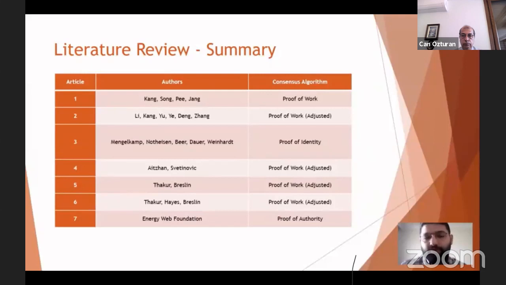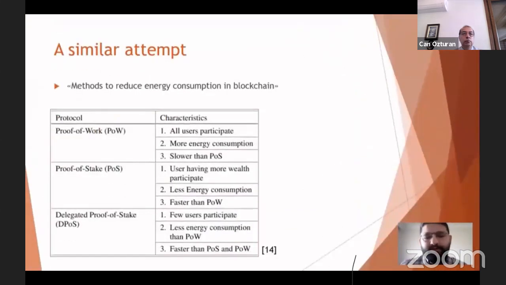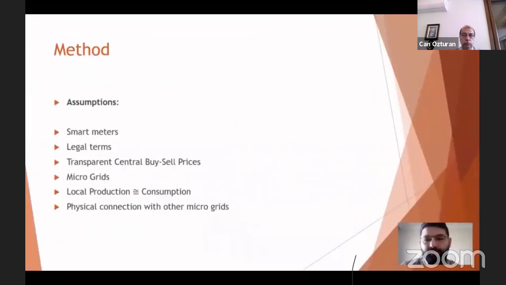We still need an authority to validate the identities of people. And a similar attempt I saw was in a different article that focuses on methods to reduce energy consumption in blockchain. Here they show that delegated proof of stake is the fastest and most energy efficient version. But here the implication is not specially recognized for energy trading, but for all blockchain applications. So this study does not actually produce a solution to how to trade energy with delegated proof of stake. So there was a need for a new method in this area.